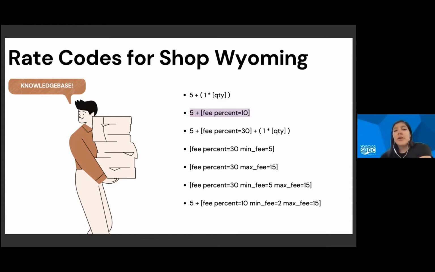So these are some of the codes that come in there. You can get really fancy with them. The ones at the bottom, for example, you'll see that there's the min fee and a max fee. So those are minimums and maximums that you can also set up with different rates. So that's where you would do something like maybe discounted shipping and things like that.